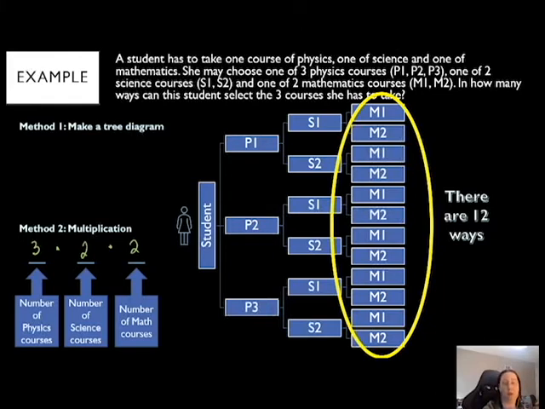3 times 2 times 2. So 3 times 2 is 6. 6 times 2 is 12. And you get the same answer much faster. So this is basically still considered a simple counting problem. And all you have to do is just multiply the number of choices you have for each set, providing that one doesn't affect the other, that your choice of the physics course doesn't affect your choice of the science or the math. Like they're distinct, different courses. They don't affect each other.